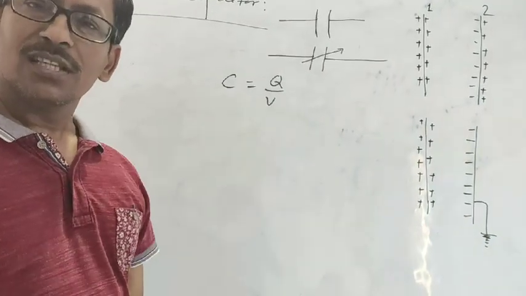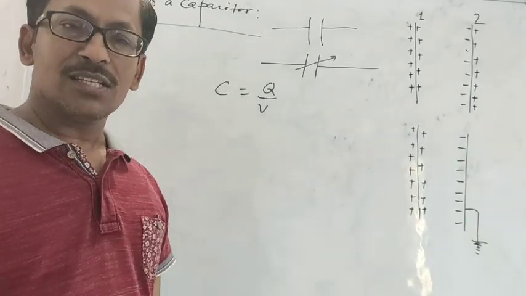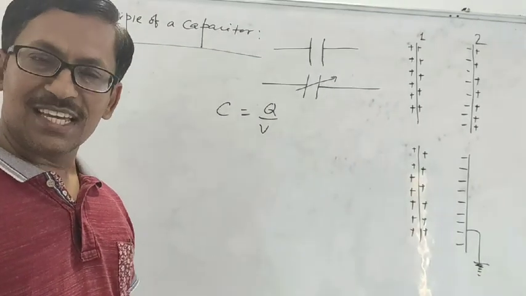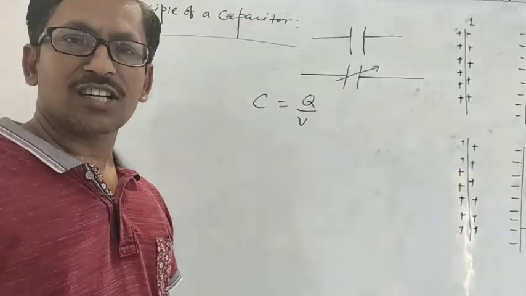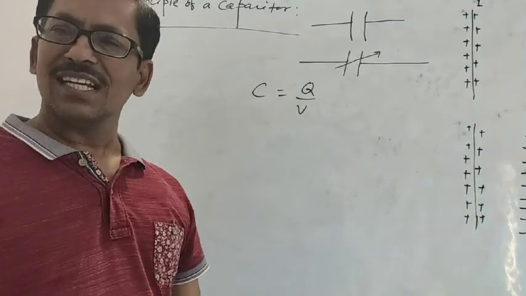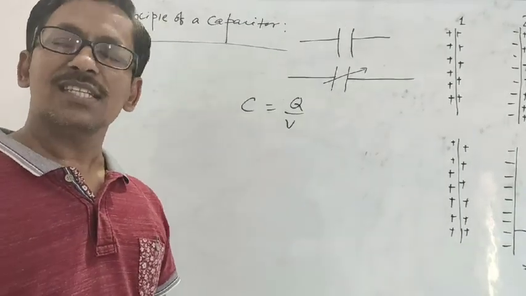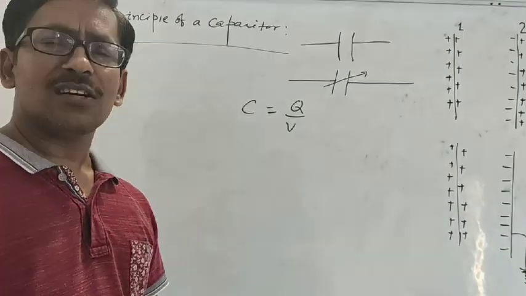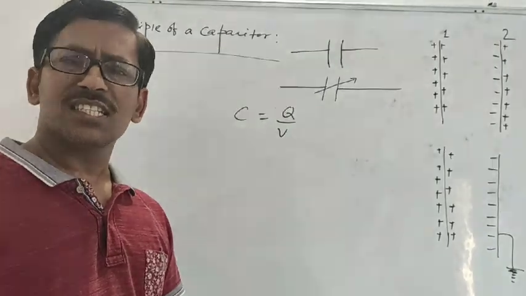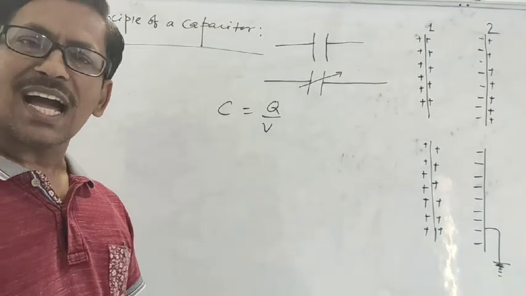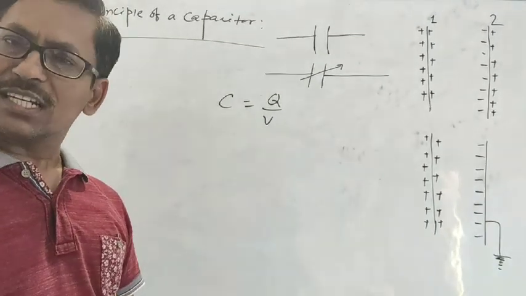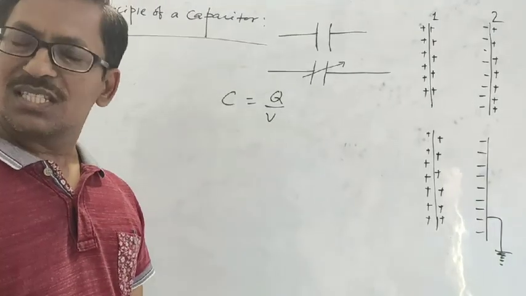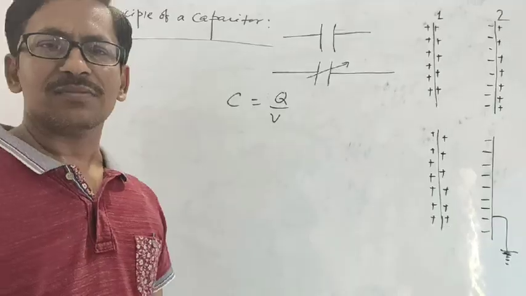Then what is the principle? The principle of the capacitor is that when an earth conductor is placed near a charged conductor, then the capacitance of the system increases considerably. Once again, the capacitance of a conductor increases considerably when an earth conductor or earth connected conductor is placed near it. This is the principle of a capacitor.